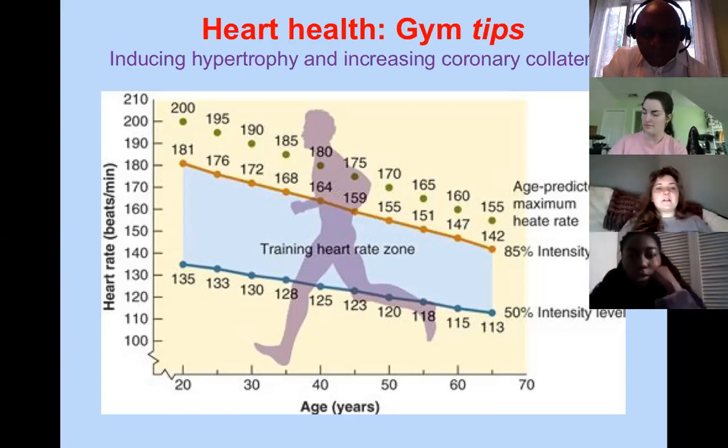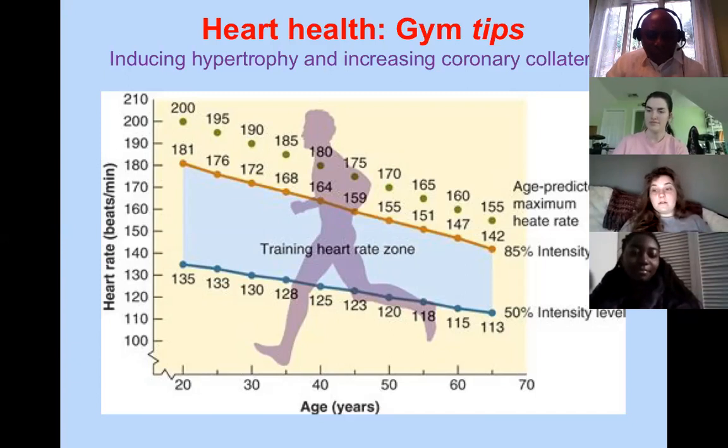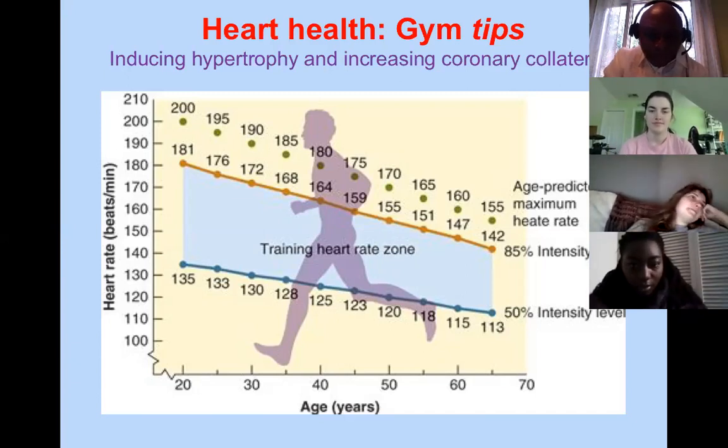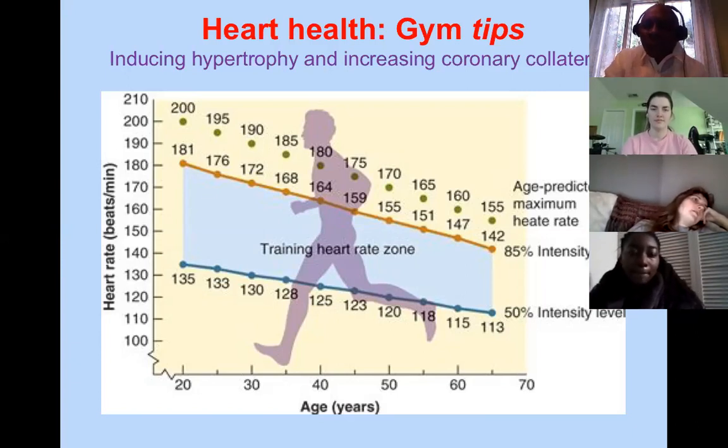My mom's 41. Okay, 41. What are you going to tell your mom? I'll tell her to stay within the range of 125 and 164, and then not go beyond 180. Okay. This is the life-saving table.